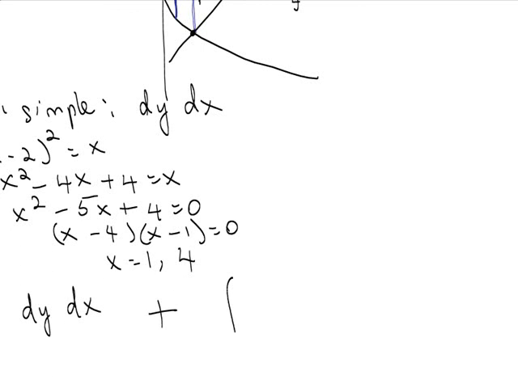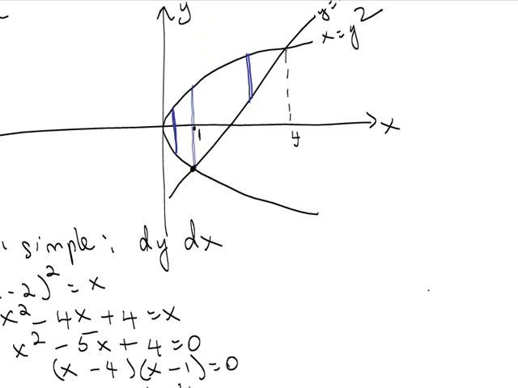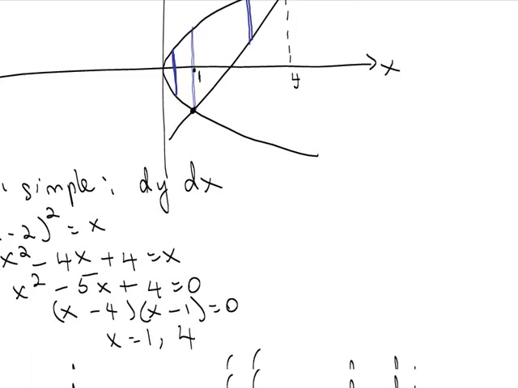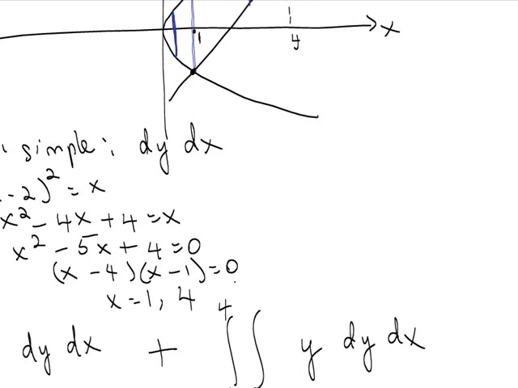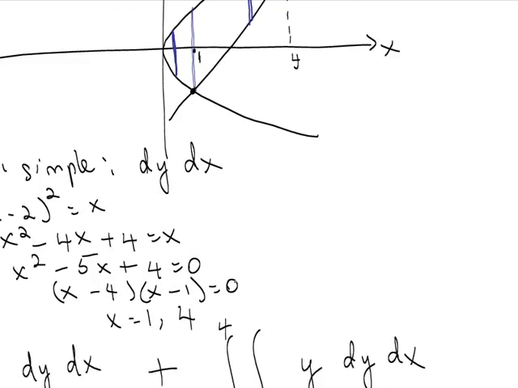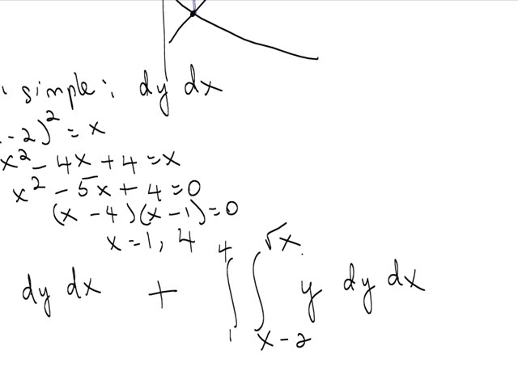Next region. Plus the double integral of y dy dx. Next region. What are the x limits? 1 to 4. Good. What are the y limits? Bottom to top. x minus 2 to square root x. Fantastic. Wow. Okay, so that was a difficult one. Let's do the last question.